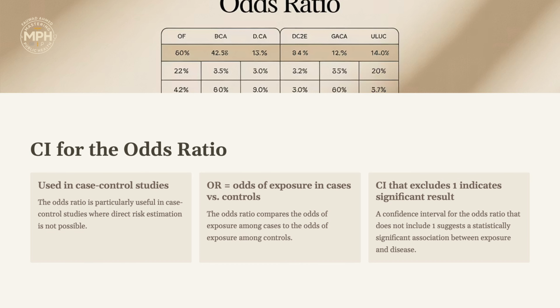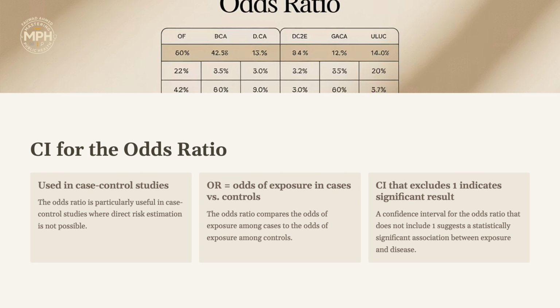6.6.3 Confidence interval for the odds ratio. The odds ratio is commonly used in case control studies. It compares the odds of exposure between cases and controls. Take the natural log of the odds ratio. Then add and subtract the z-value times the square root of the sum of the inverses of the counts from each cell in the 2 by 2 table. Then take the antilog of those limits to return to the odds ratio scale.